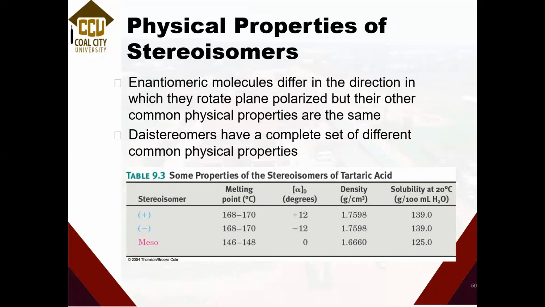If you don't understand what I'm talking about now, go back to the last video and watch where we talked about polarized light, and how light rotation occurs when it hits a chiral center. It has been explained vividly in the last class. But for diastereomers, they have a completely different set of physical properties. So we can see some physical properties stated here. You don't need to memorize. These are the properties of tartaric acid.